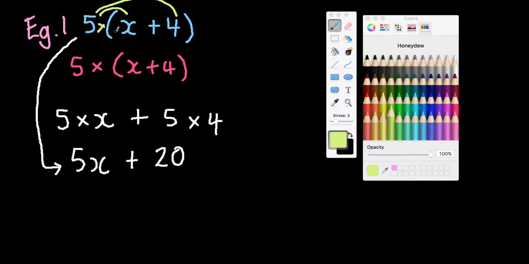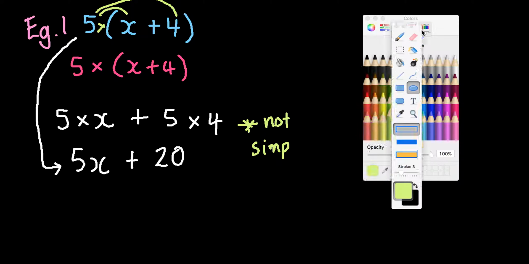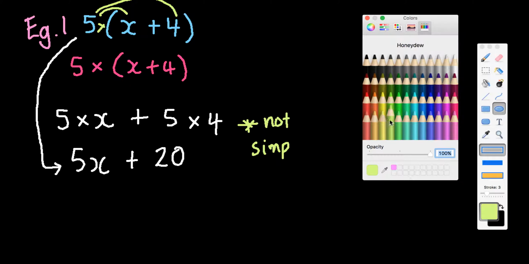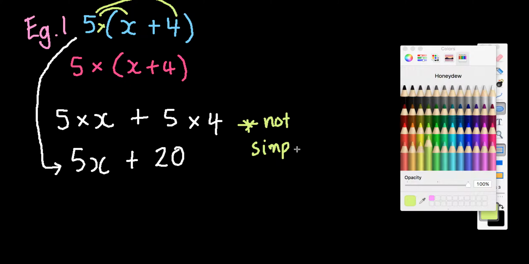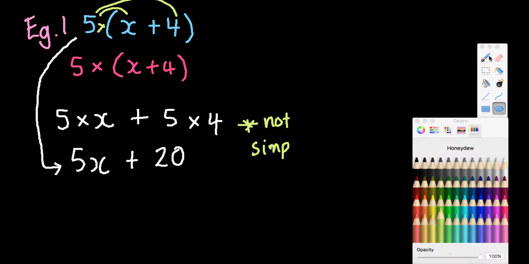So we're left with 5x plus 20, no more brackets now, and obviously simplified. So you shouldn't be leaving it like this. This is not simplified. And that's obviously not what we do. We like to write things as succinctly as possible, as clearly as possible. And I'll just finish writing that sentence, simplified.